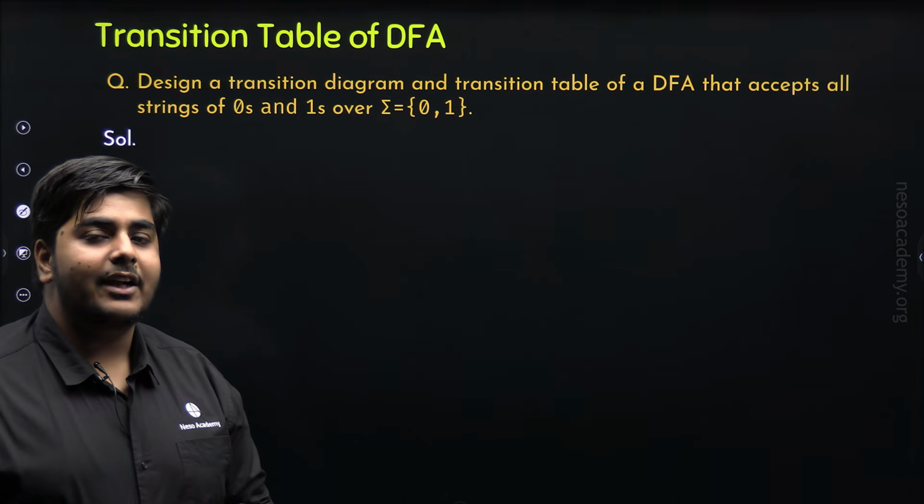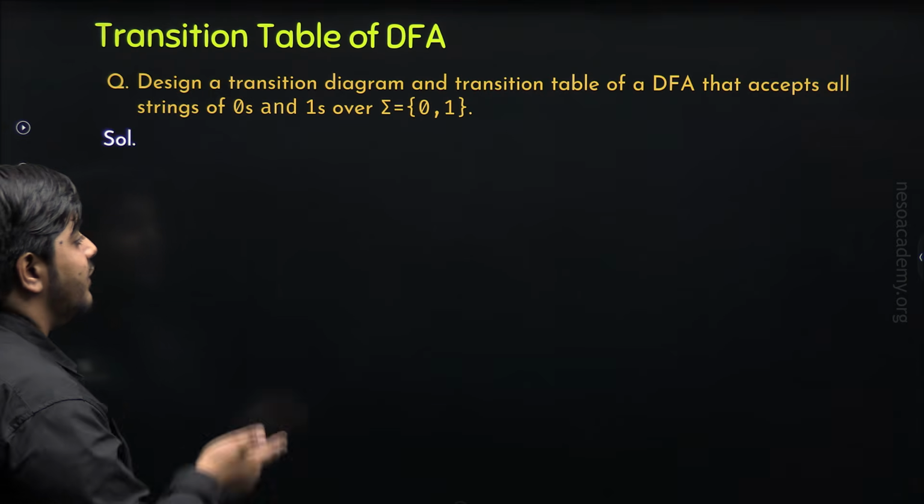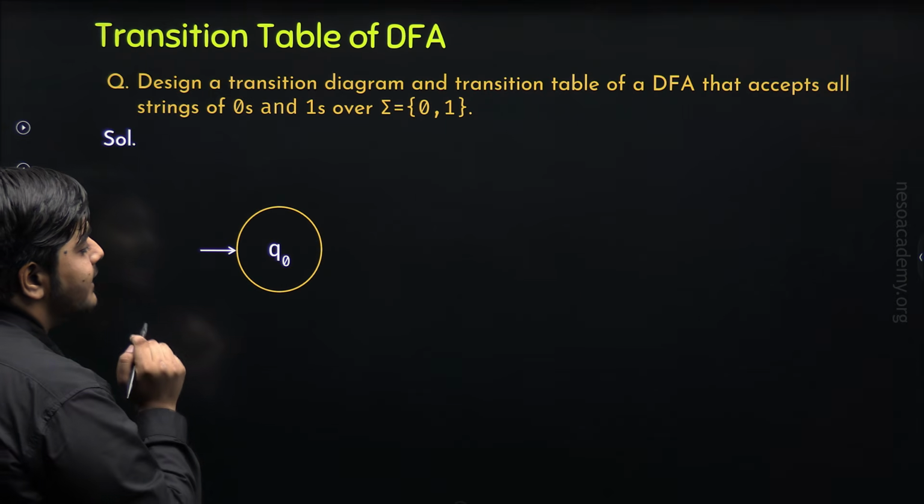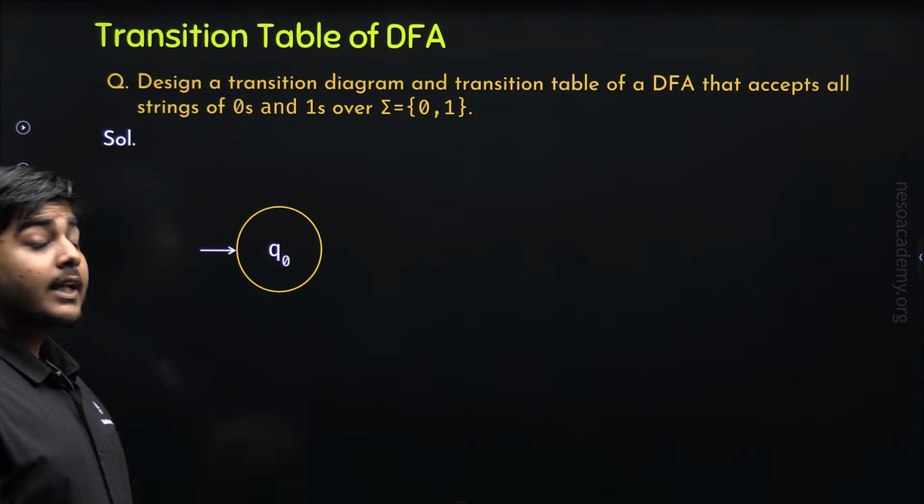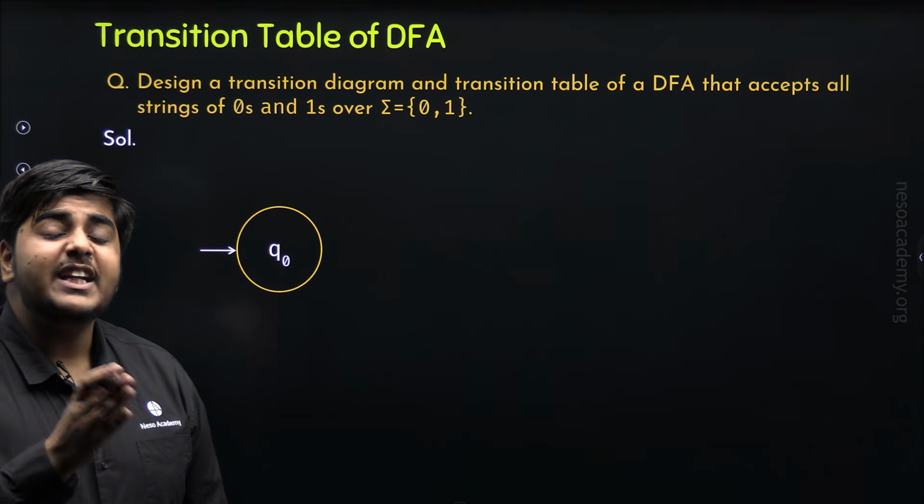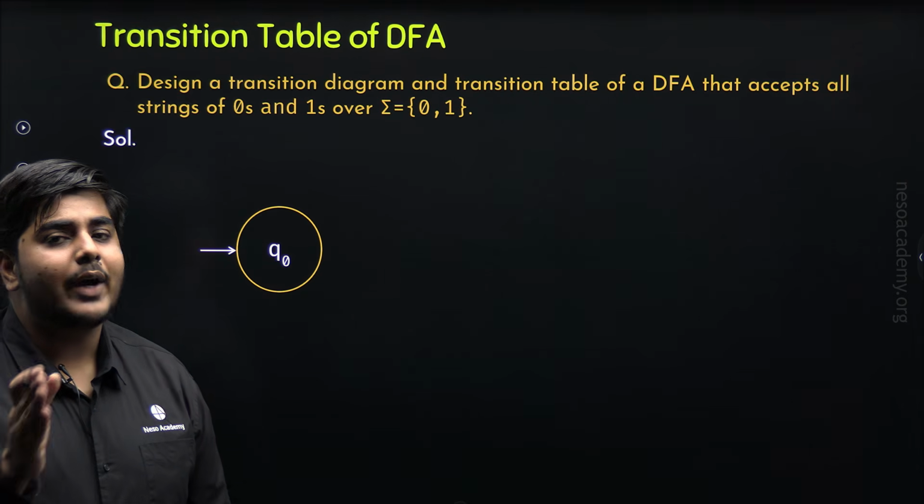So let's start designing our DFA. First of all, we will have our initial state, let's say Q0. Now, this DFA should accept every possible combination of 0 and 1.